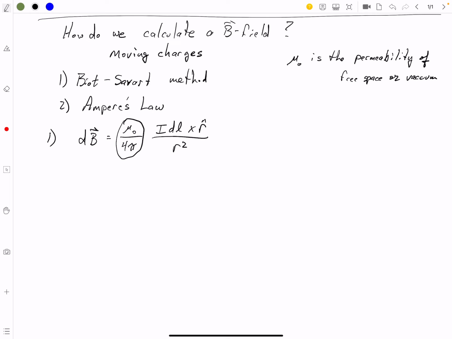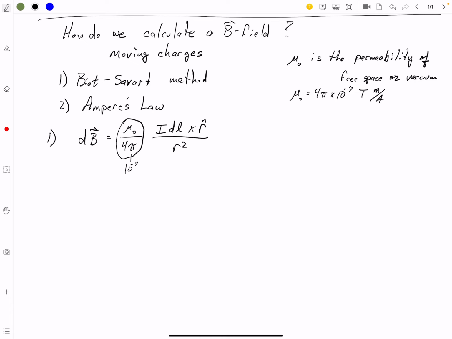So that's it. And then the cool part is mu naught is equal to 4 pi times 10 to the minus 7, and the units on that are Tesla meters per amp. If you notice, this is mu naught over 4 pi, so really we're only talking about 10 to the minus 7 Tesla meters per amp. So that's what that is. I dL cross r over r squared, that's our dB.